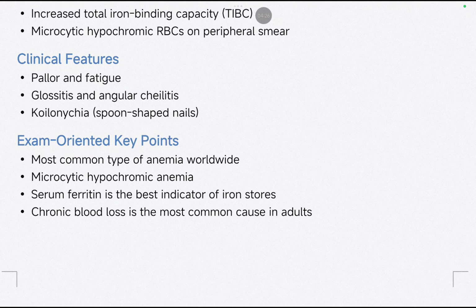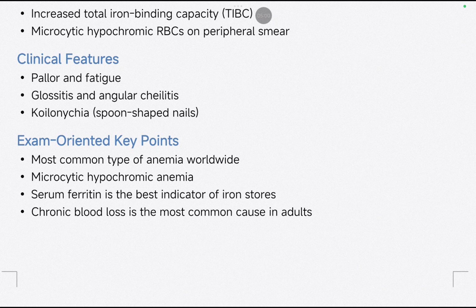Glossitis and angular cheilitis. See, glossitis is simply inflammation of the tongue. The tongue becomes swollen, red, and smooth, shiny, which causes difficulty in swallowing or speaking. Next is angular cheilitis. This is a redness, swelling, painful, cracking. Where is this present in the angular cheilitis? On the area where the lips meet. So this point becomes very painful, dry, cracked.